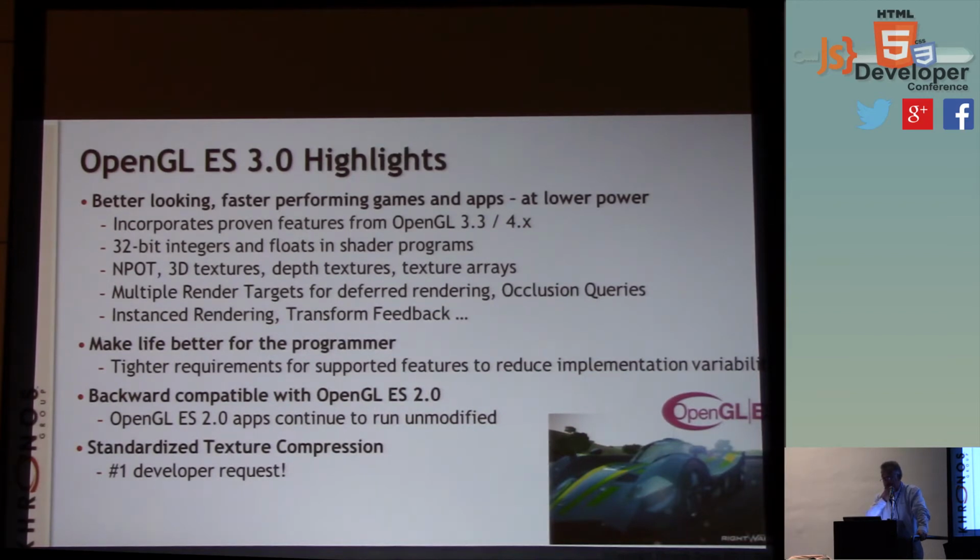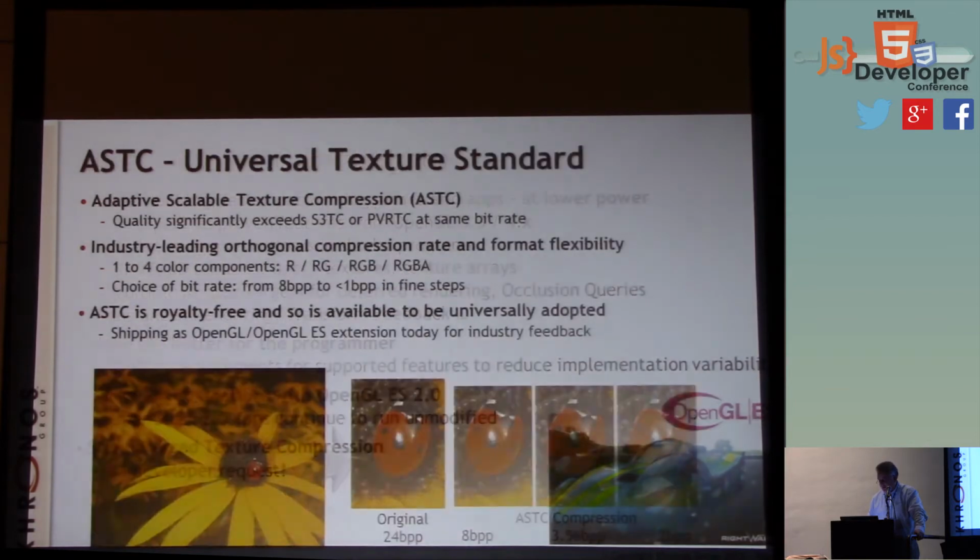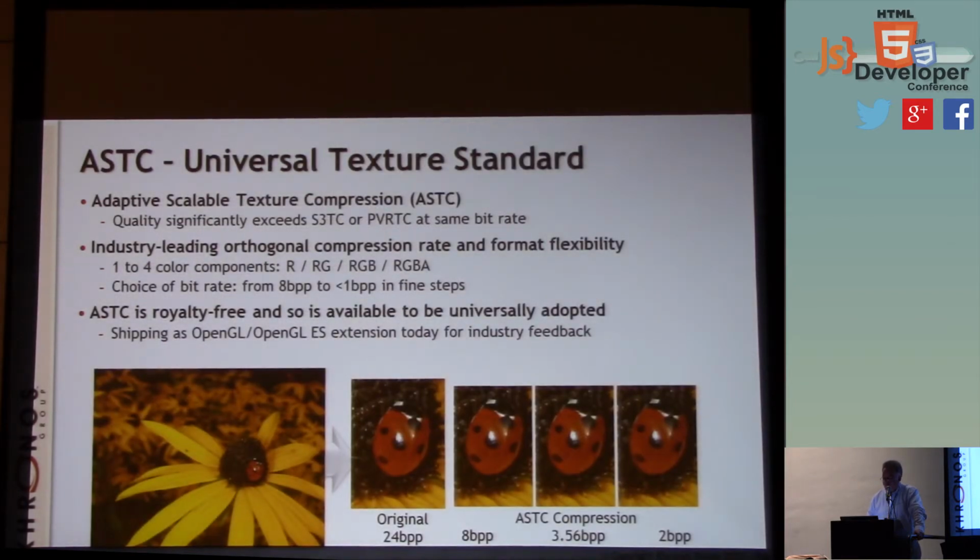But the number one developer request, and again, it's particularly relevant to the web community, is for a standardized texture compression format, because it really sucks if you have to download assets and you need multiple textures, which is often the biggest part of the asset package. If you need multiple versions of textures just because different chipsets support different formats. That's kind of gratuitous bandwidth wasting.